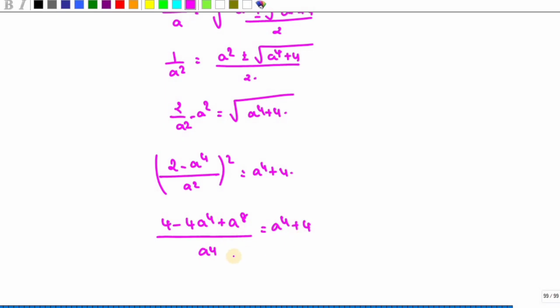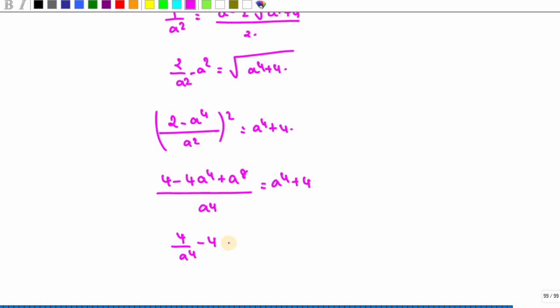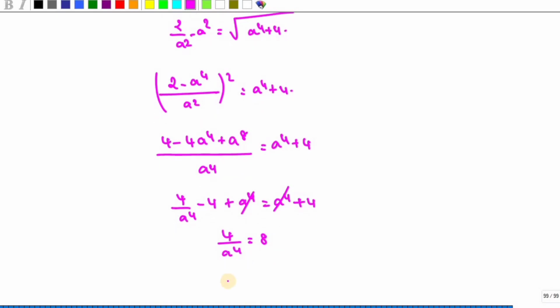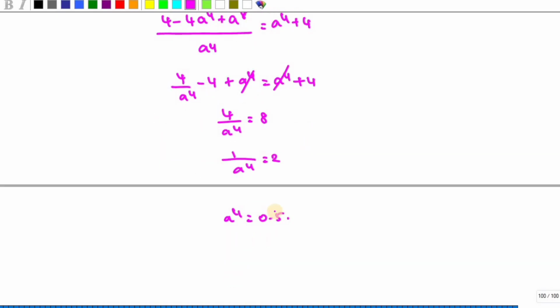So 4 divided by a⁴ minus 4 plus a⁴ is equal to a⁴ + 4. So a⁴ and a⁴ get cancelled out. So 4 divided by a⁴ is equal to 8. So 1 divided by a⁴ is equal to 2. So a⁴ is equal to 0.5. So a is equal to 0.5 to the power 1 by 4. That is nothing but 0.84. So I hope this video is useful for you. Thank you.